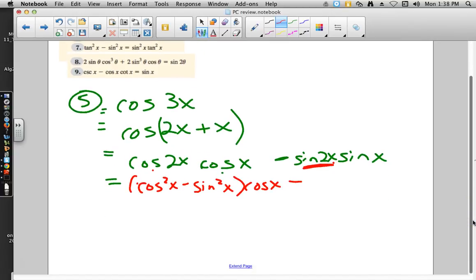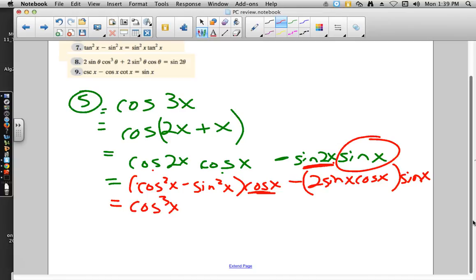But now in the back, again, I'm thinking this has to go somewhere. You know, this sine of 2x, it's not going to help me out a lot, so I use my double angle identity of 2 sine x cosine x. And I have to take that times this sine of x. So let's see what we end up with here. If we distribute this cosine of x from the right-hand side, we'll have cosine cubed x minus sine squared x cosine x. And then in the back, we'll have minus 2 sine squared x cosine x.